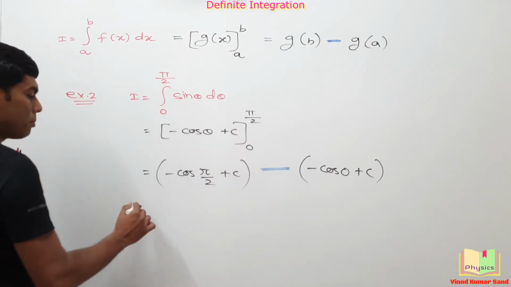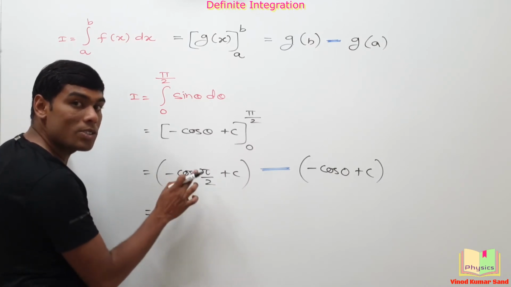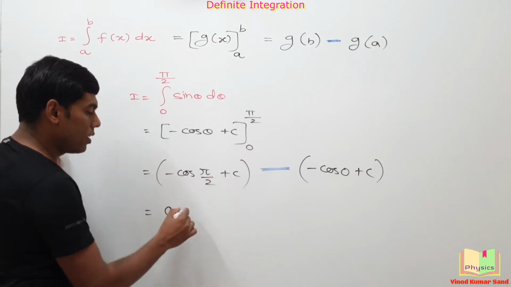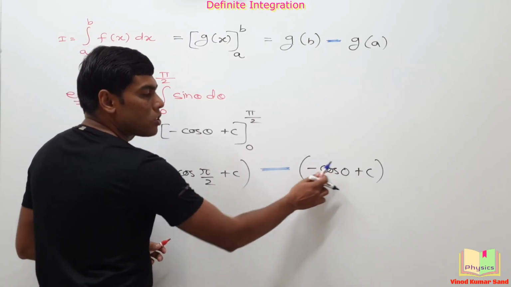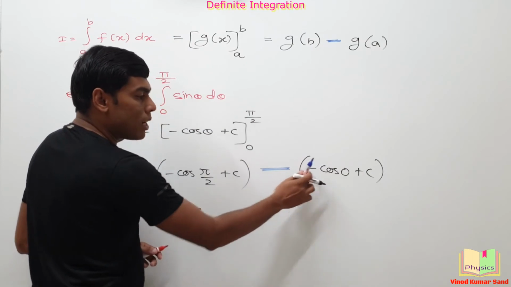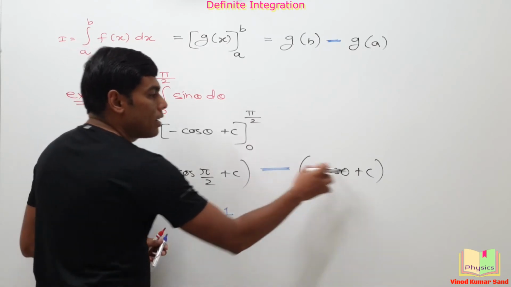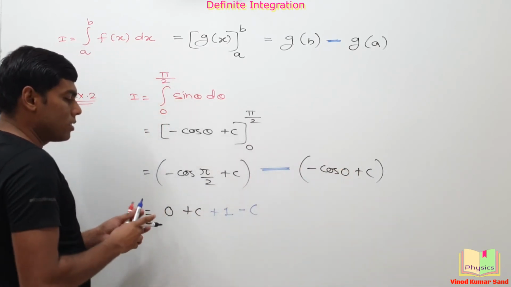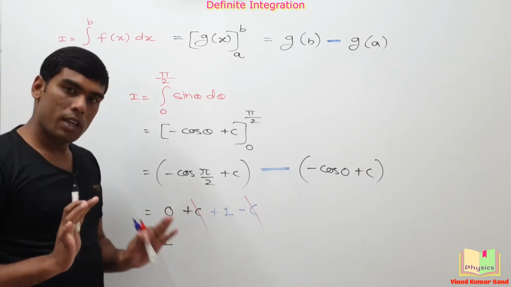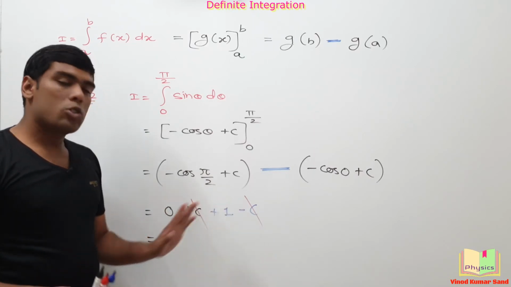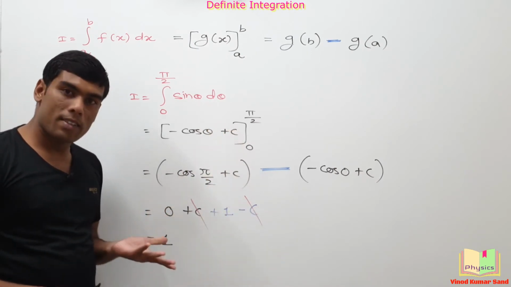Okay. Simplifying it further, cos pi by 2 radian, do you remember it's how much? It is 0. So writing the 0 here plus c, then there is minus, and this cos 0 will become 1 and minus sign in multiplication will become plus. So ultimately here you will have plus 1 and here you have minus c. The c is getting cancelled out. The final answer is 1. Clear? So next question onwards, I will not be writing that c because ultimately it will get cancelled out.